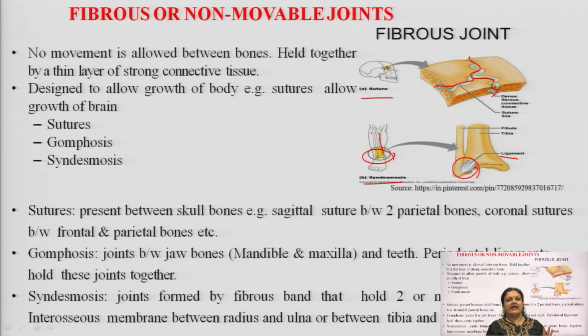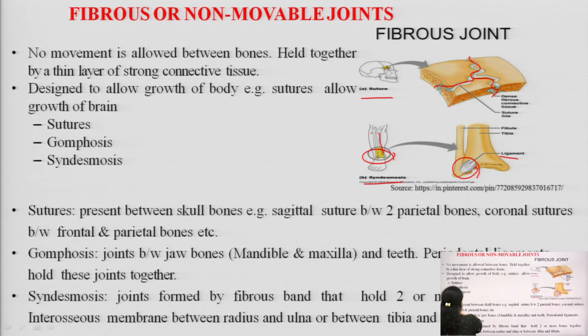Second, they are held together by a thin layer of strong connective tissue, which forms what are named sutures, for example in the skull around the brain. It is designed to allow growth of the body. Its main function is to provide support as well as growth of that particular area, like sutures which allow development of the brain. So, we have sutures, gomphosis and syndesmosis. We will deal with them one by one.